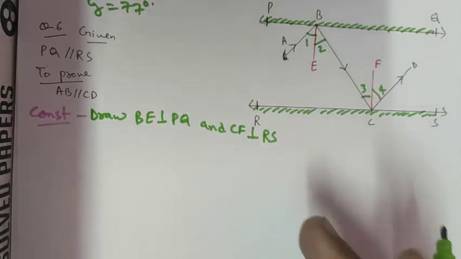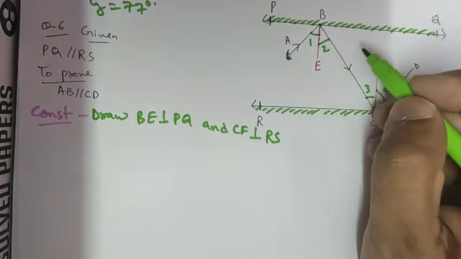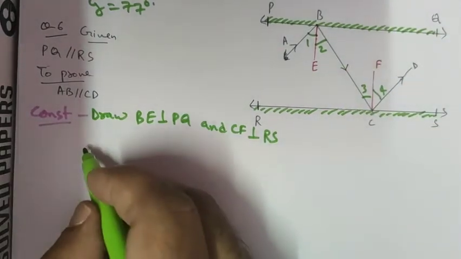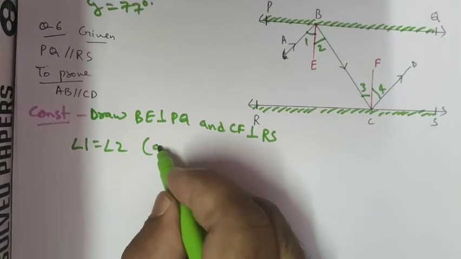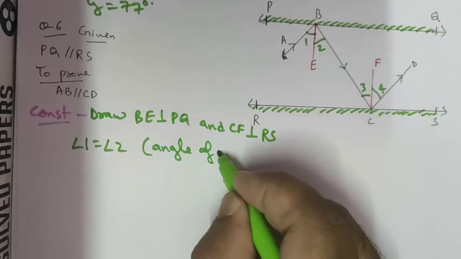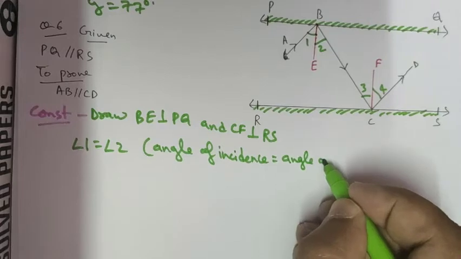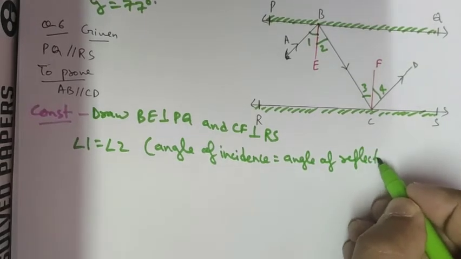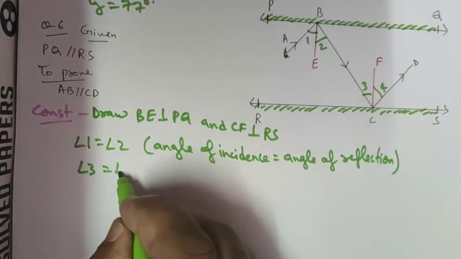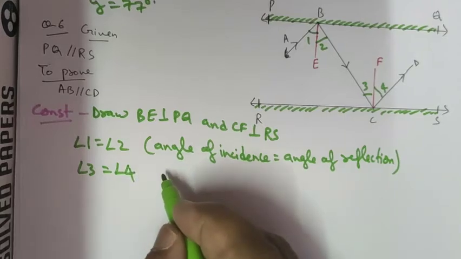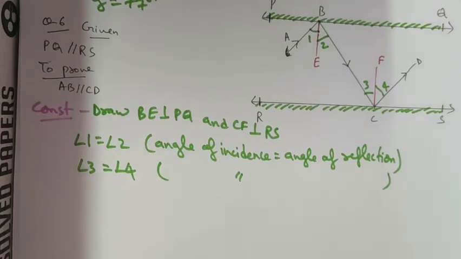Then in the next step we can say that the angle of incidence, that is angle ABE, will be equal to angle EBC, that is angle 1 equals angle 2. Why? Because the angle of incidence is equal to the angle of reflection. This is the law of reflection. Similarly, angle 3 will be equal to angle 4, for the same reason: the angle of incidence is equal to the angle of reflection.